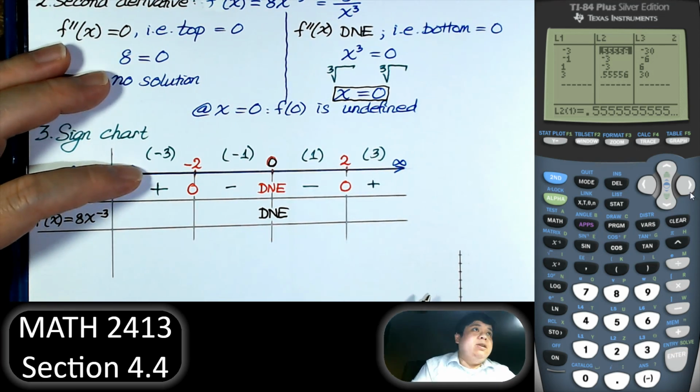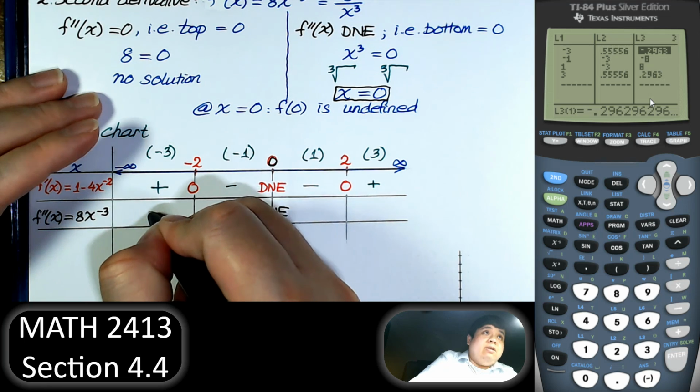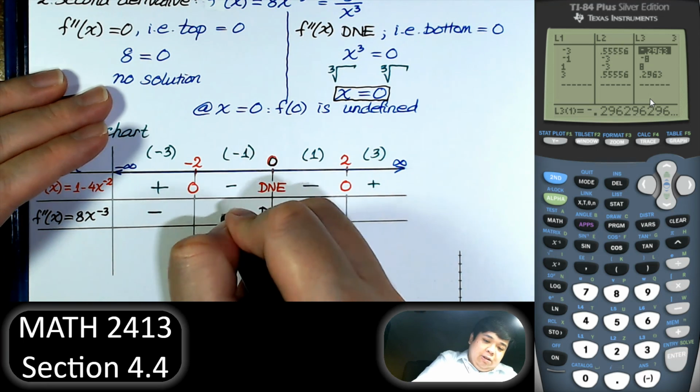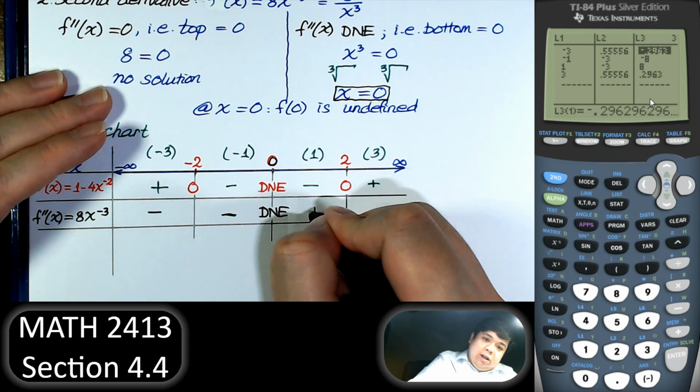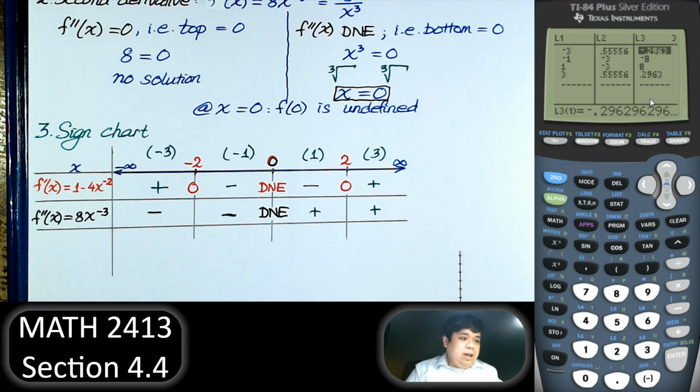Second derivative. Clear that; it will be 8 times the list to the negative 3. Yeah, we have to enter this when we highlight the list L2 or L3, so it will calculate for the whole list. Negative, negative, positive, and positive. And then just do this.